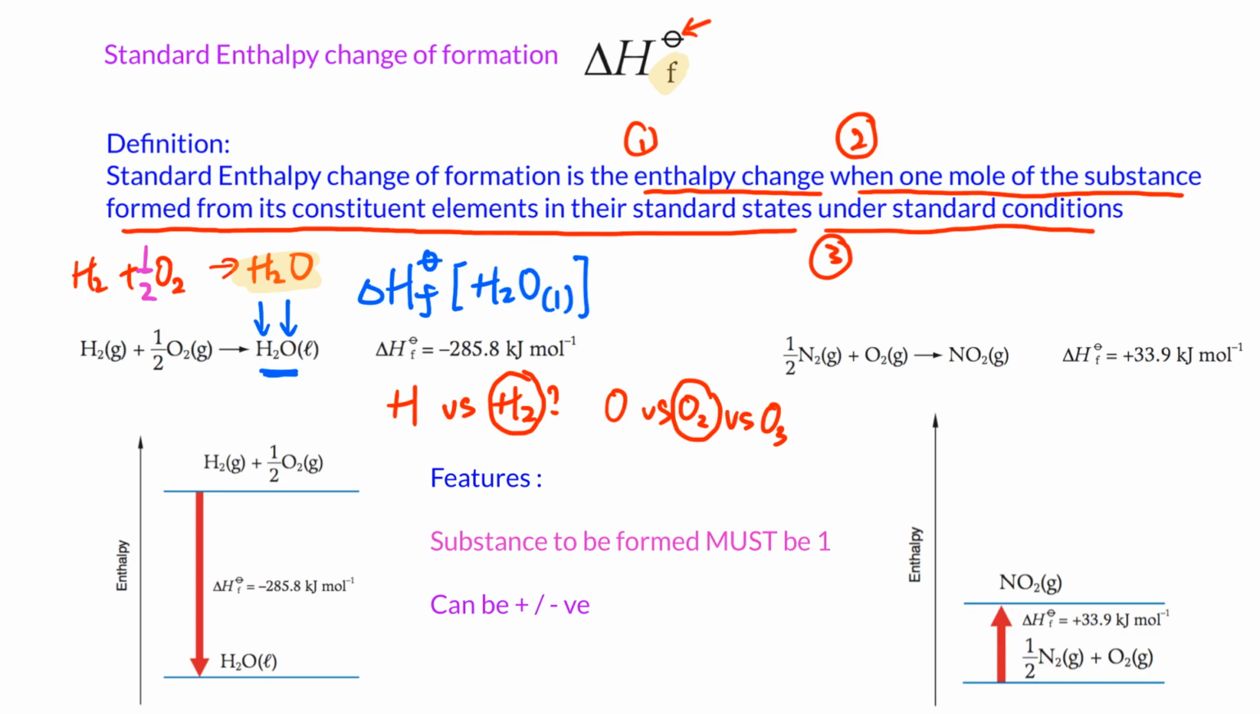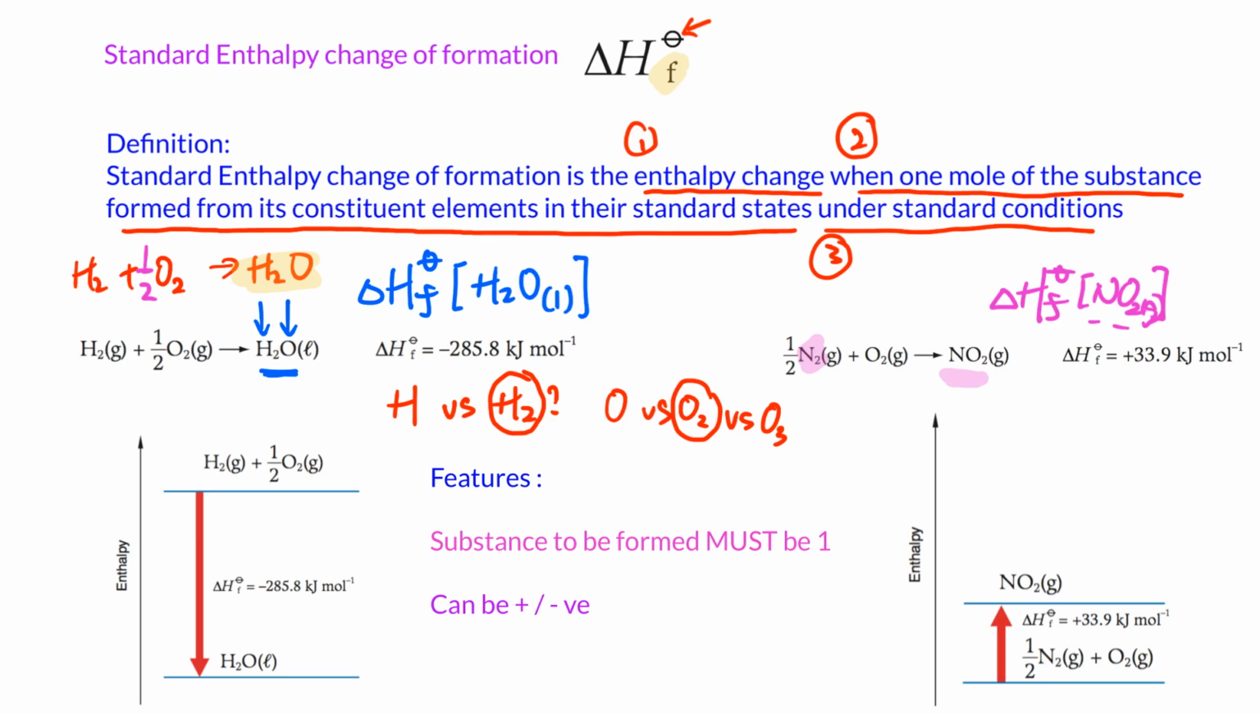Let's have a look at another example, for example NO2. We could represent it like this. Again, it is formed from N and O2. The N in standard state should be N2, so this one will be N2 and then O2. This is the focus, so the substance formed will have to be 1 mole all the time.